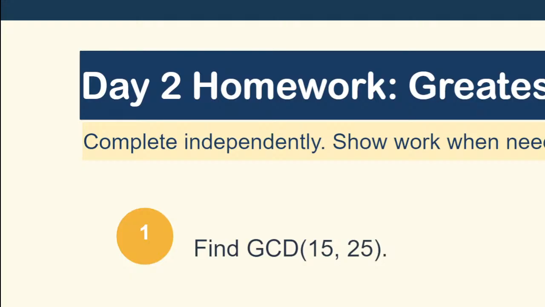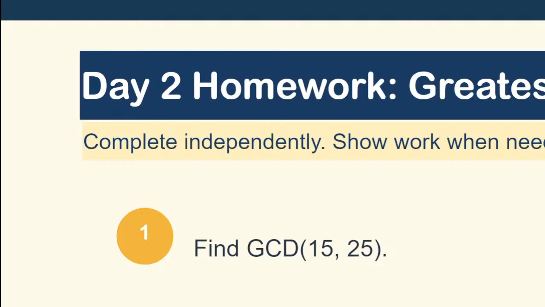So homework for day 2. Greatest common divisor. Number 1, find the GCD: 15, 25. Number 2, find the GCD: 18, 30. Number 3, find the GCD: 28, 42. Number 4, find the GCD: 32, 48.